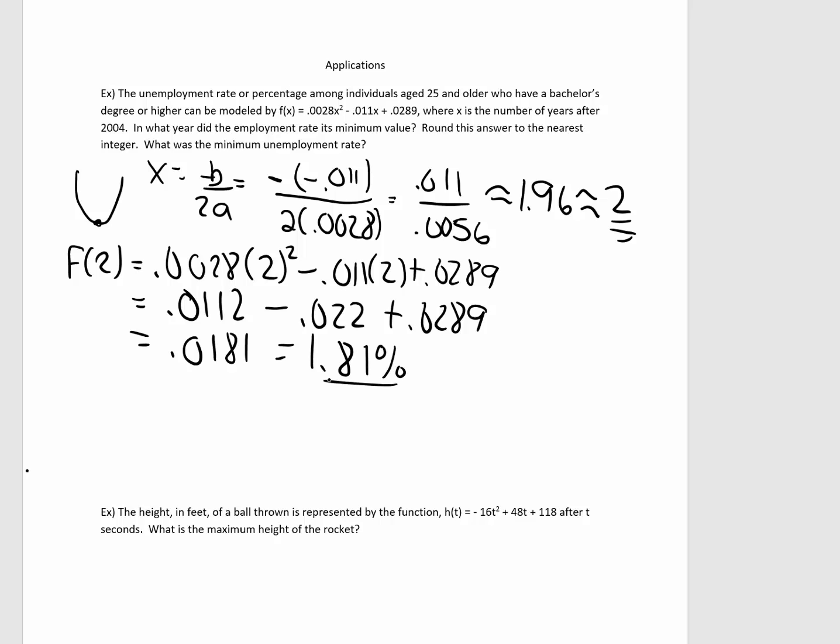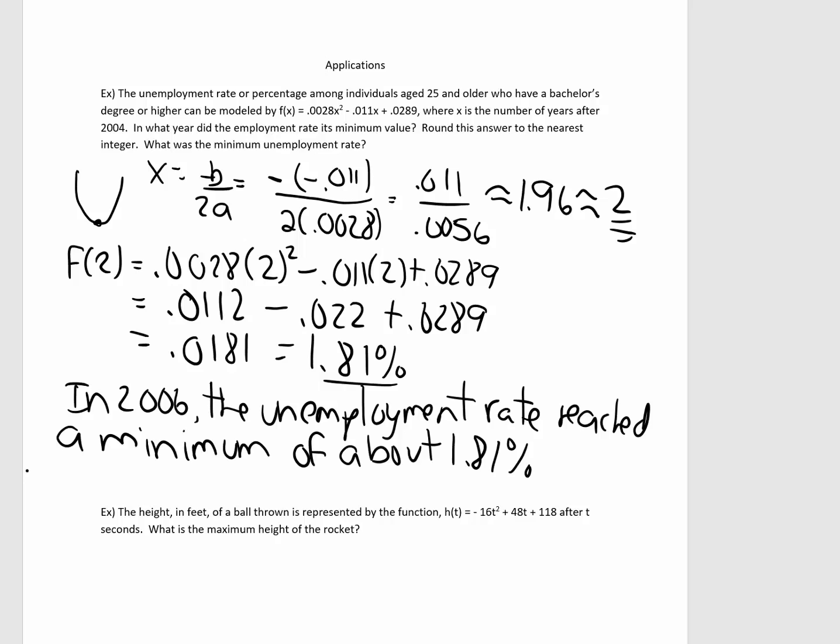So let's write a summary statement for this. So 2 years after 2004, or in 2006, the unemployment rate reached a minimum of about 1 and 81/100%.